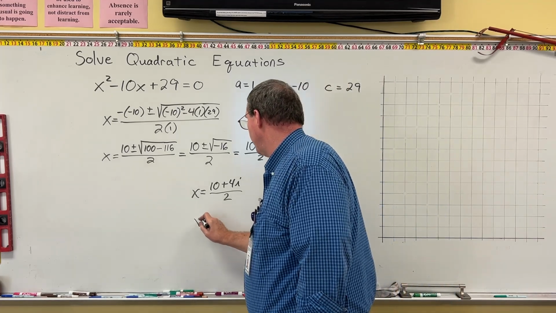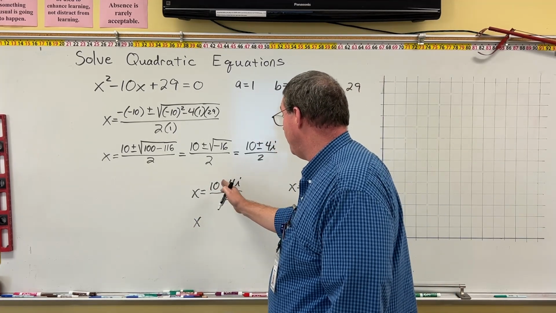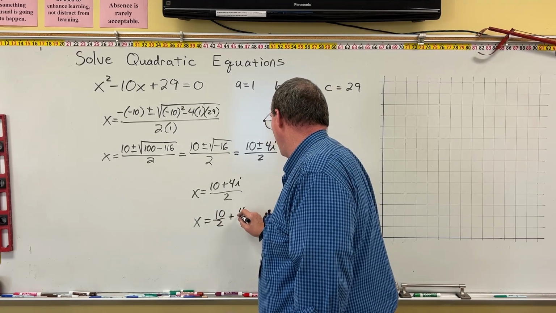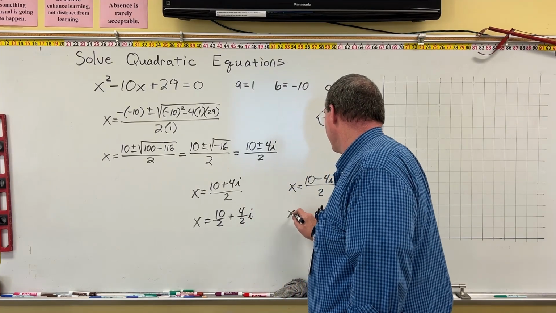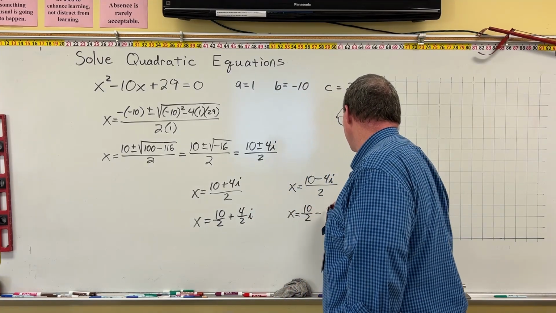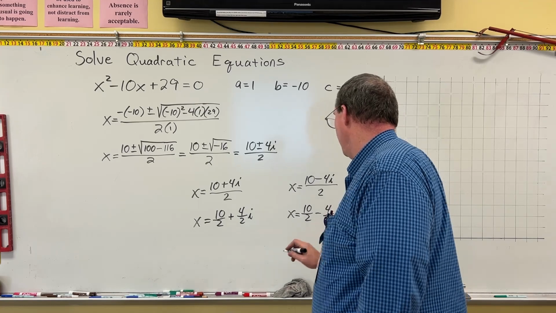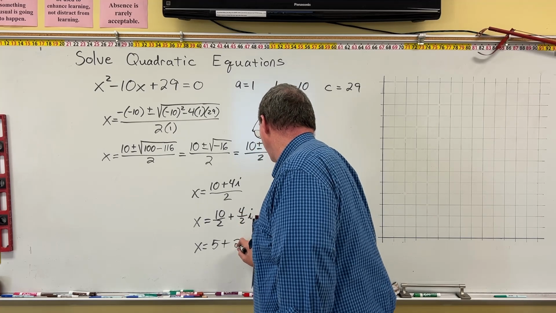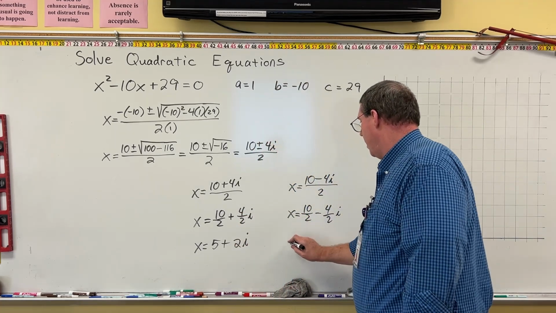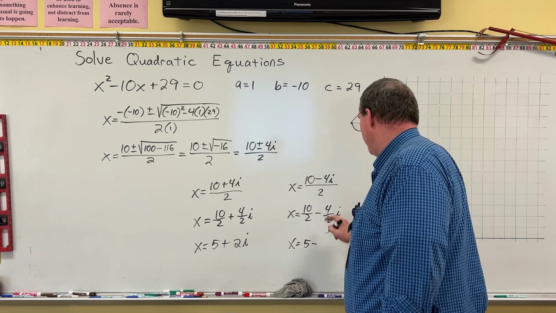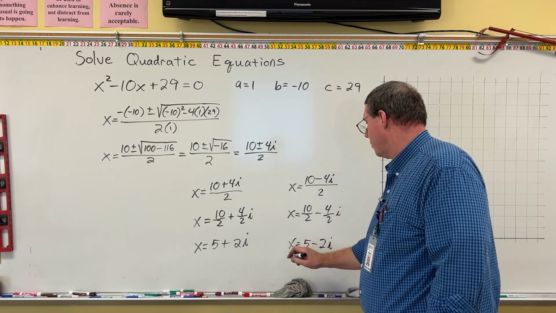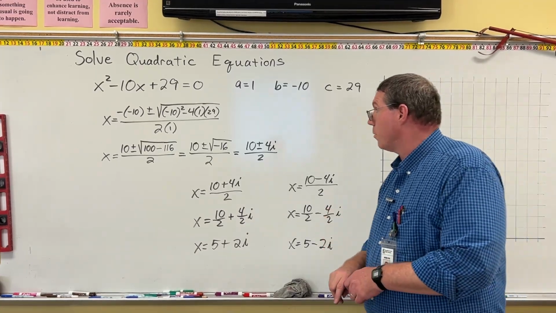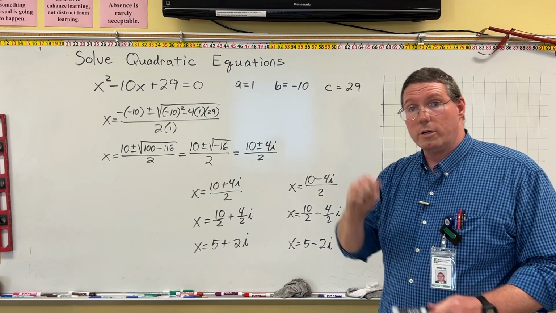And now we want to split it up because we need it to be in a plus bi form. So that's 10 over 2 plus 4 over 2 i. And x is equal to 10 over 2 minus 4 over 2 i. And lastly, x is equal, well, 10 over 2 is 5, plus 4 over 2 is 2i. So 5 plus 2i. And then x is equal to 10 over 2 is 5, minus 4 over 2 is 2i. Okay? And so these are the same answers that we got in the last video when we did completing the square. So it doesn't matter whether you use completing the square or the quadratic formula.